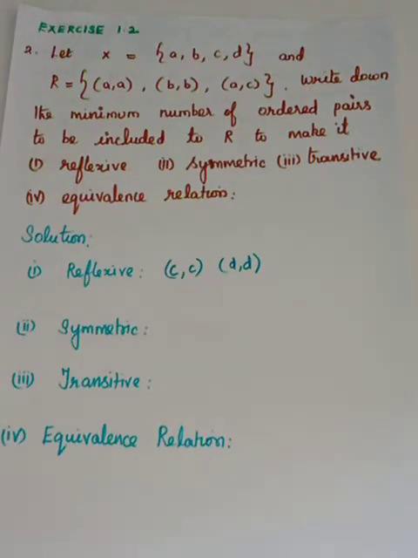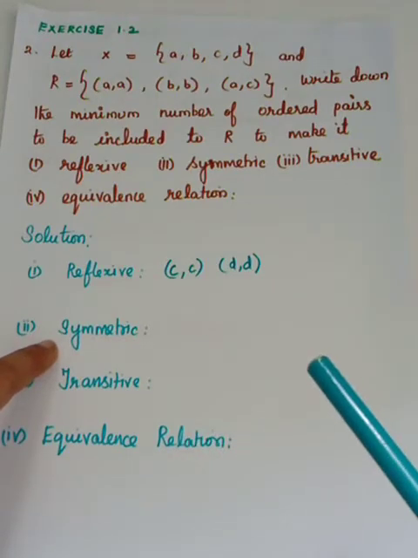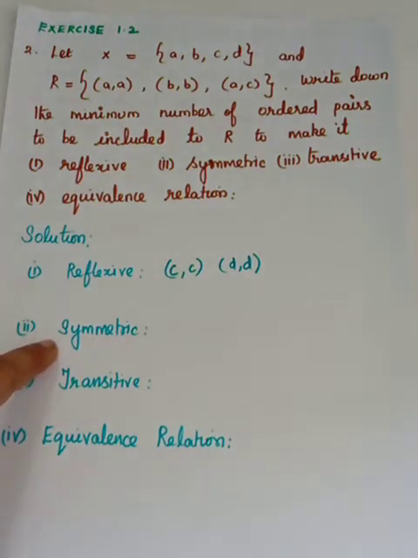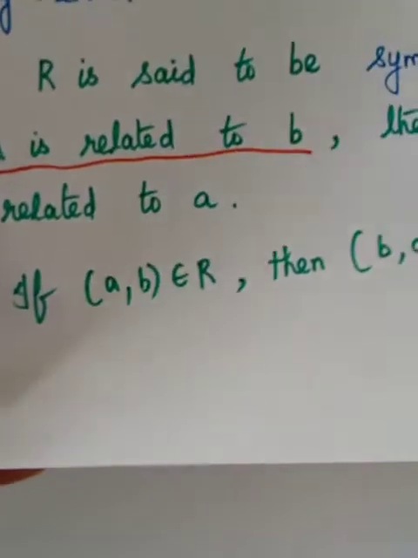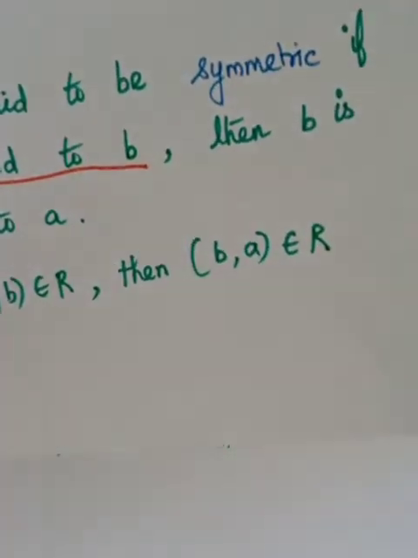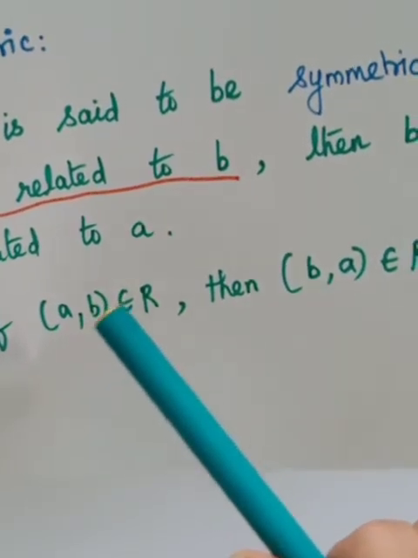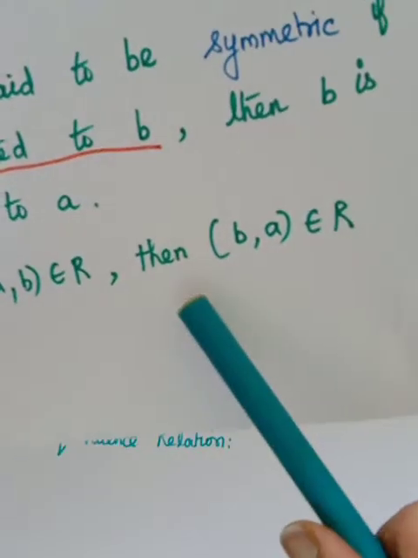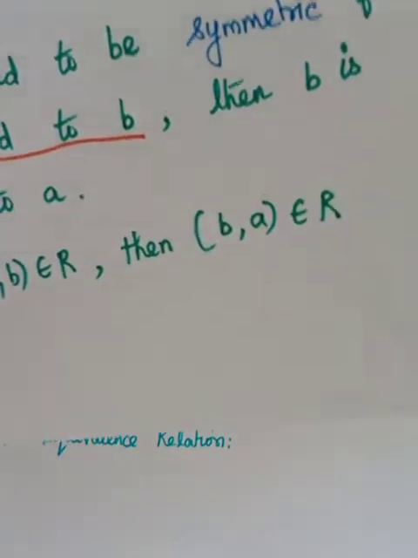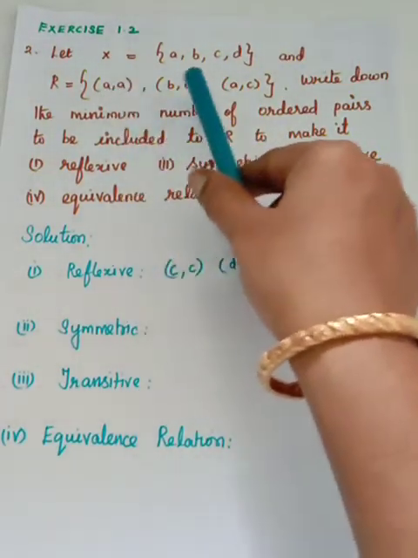Okay, so next one, when the relation is symmetric, what ordered pair has to be included? Symmetric means what we have said: if a is related to b, then b is also related to a. So if the ordered pair a comma b belongs to R, then b comma a also belongs to R. You just leave a comma a and b comma b.